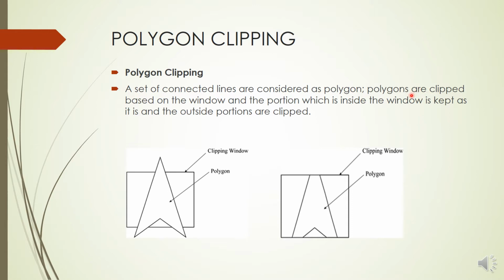Basically this polygon will be clipped based on the window, and the portion which is inside the clipping window will be kept or displayed to the user, and the portion that is outside the clipping window will be clipped. Based on these two figures down here, you will see that we have this polygon and this is the clipping window. The parts lying outside the clipping window will be clipped out and removed. So at the end you will get this figure of the polygon after we perform the clipping.